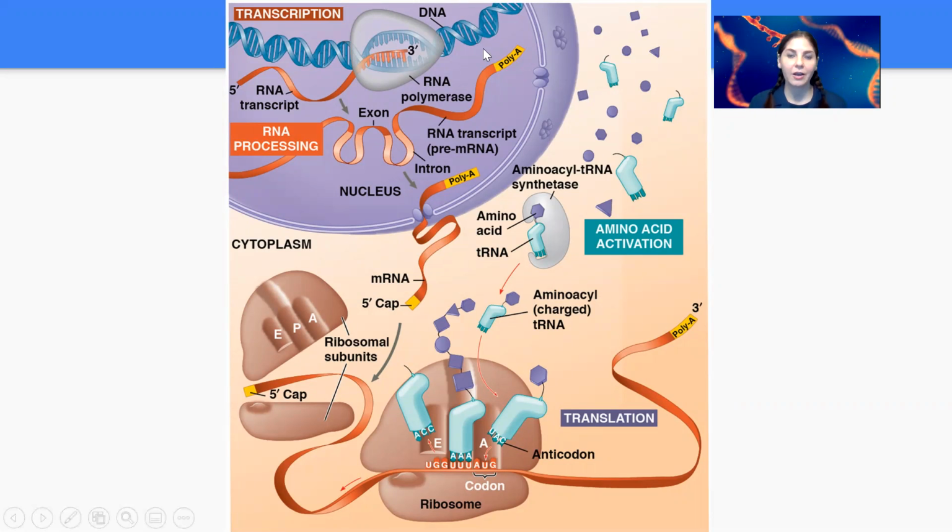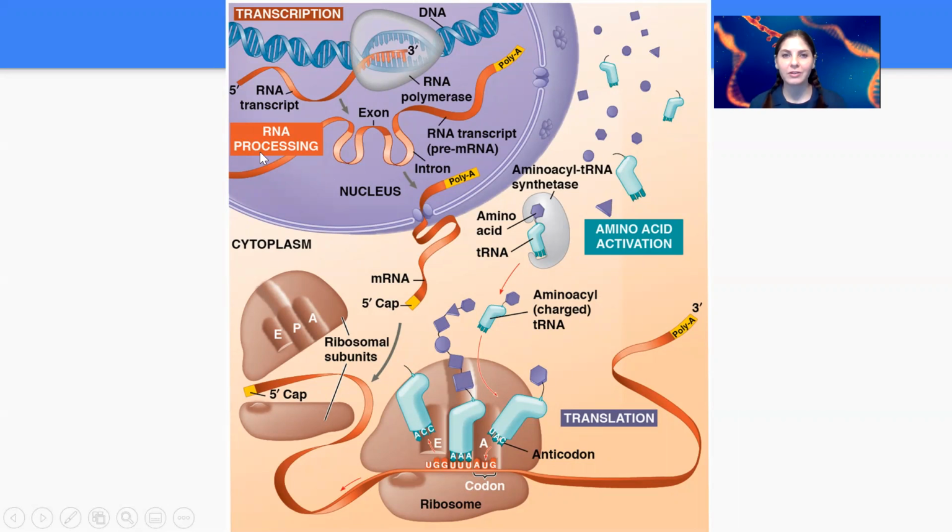We're going to add a poly A tail, which is a series of adenines, thousands of them, added on to the 3' end of the messenger RNA. We're also going to add a 5' G cap. And so we're adding a modified guanine molecule to the 5' end.